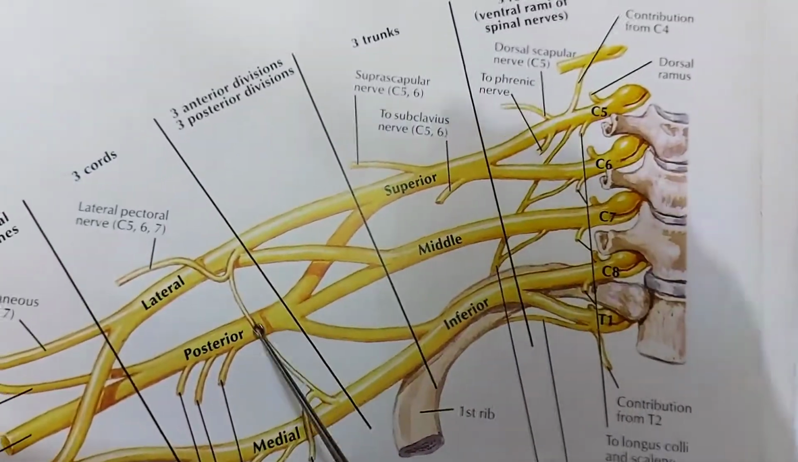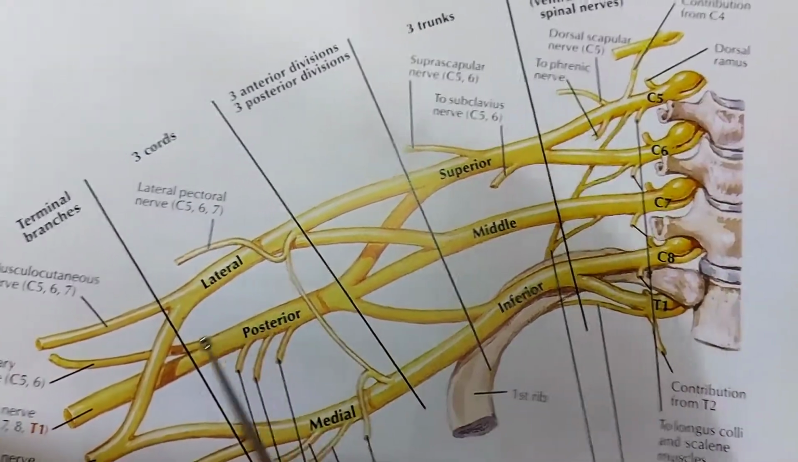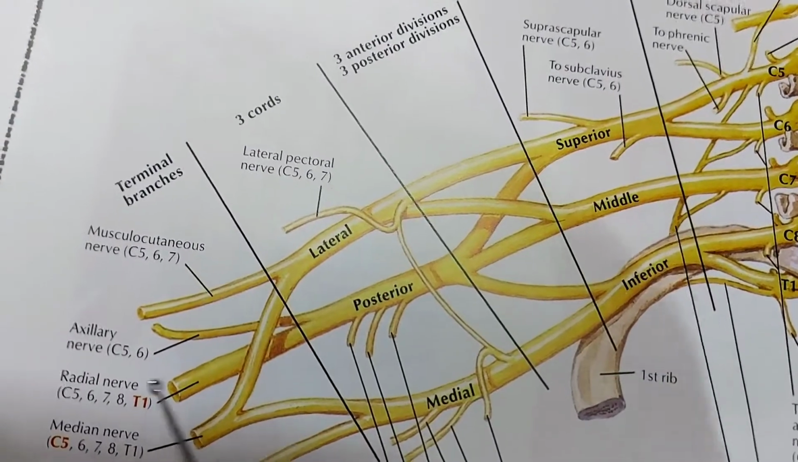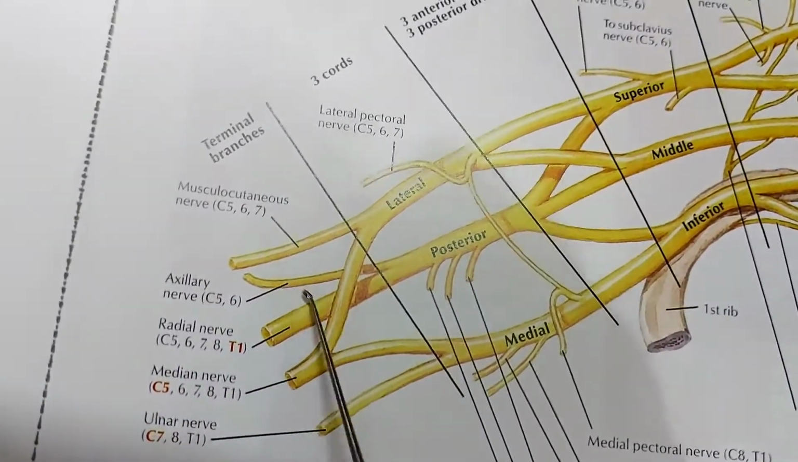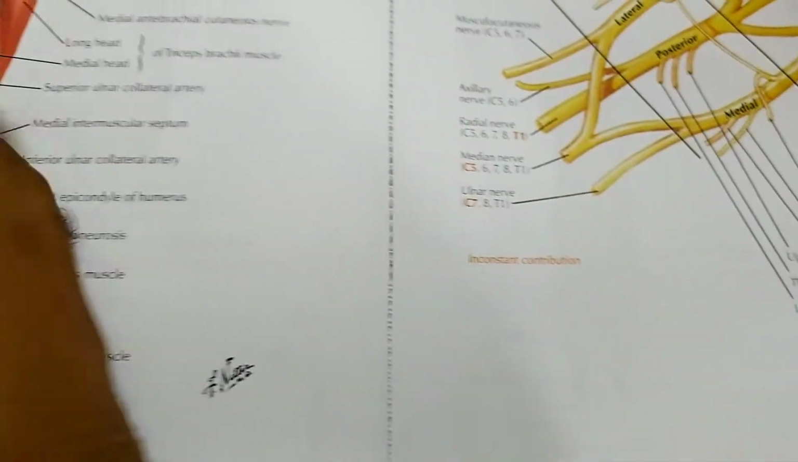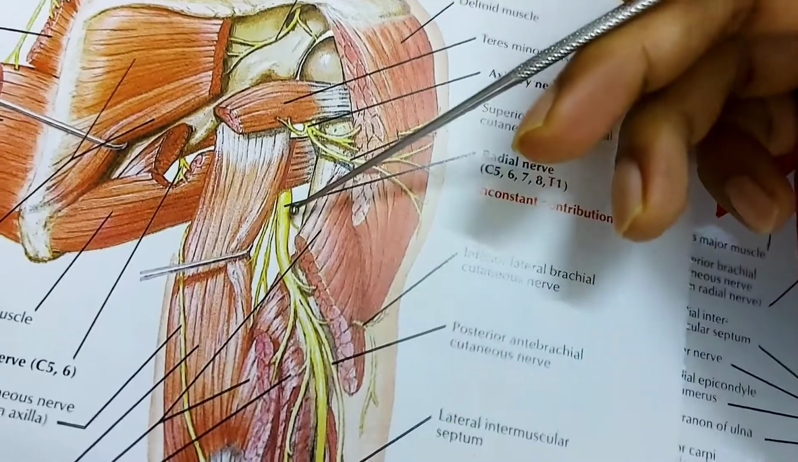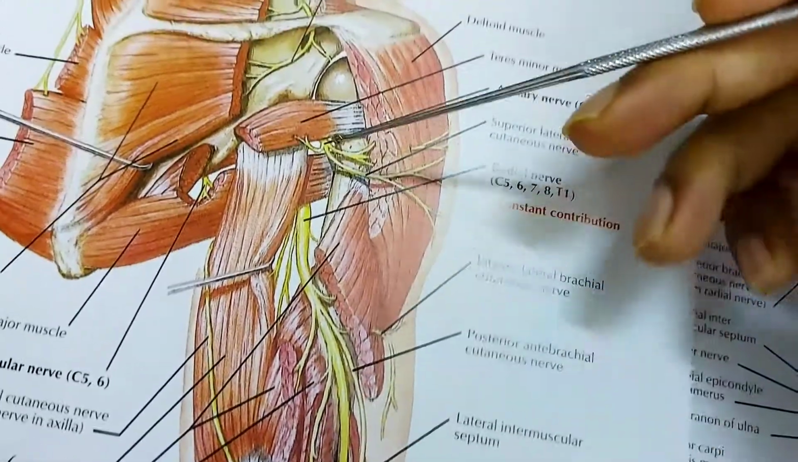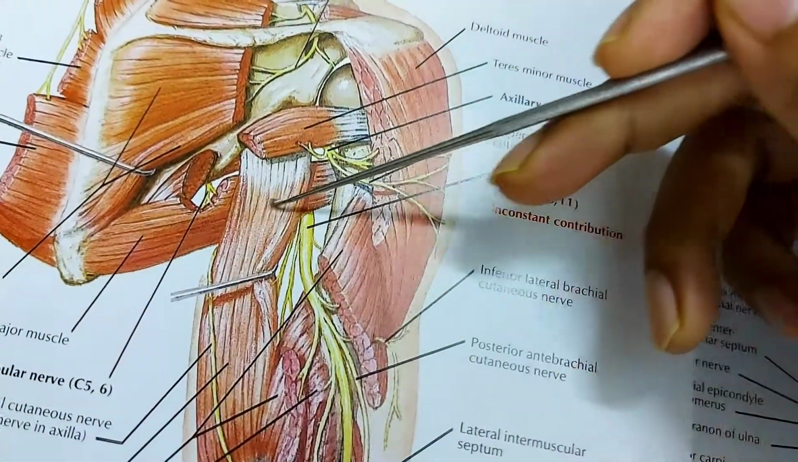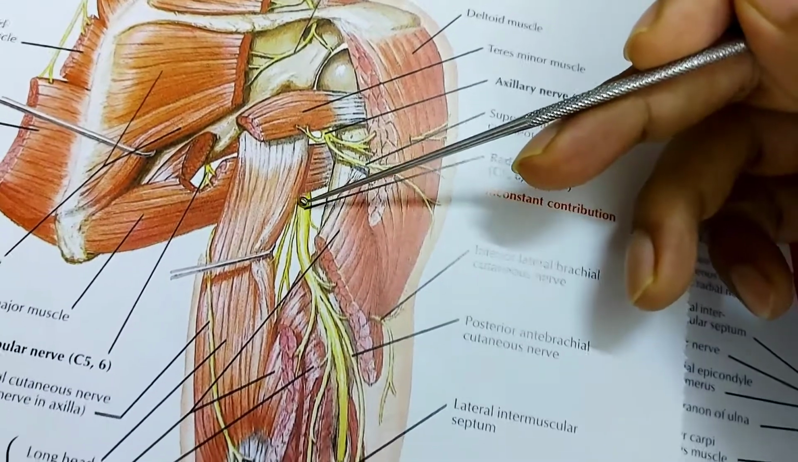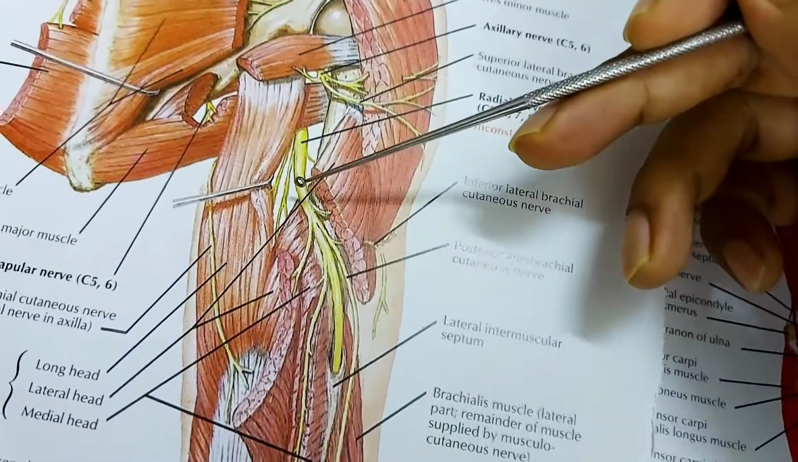This radial nerve is formed in the brachial plexus. Here we see this is the brachial plexus. From the posterior cord of this brachial plexus, the terminal branch is the radial nerve. After forming from this posterior cord, this nerve passes behind to reach the back of the arm, underneath the teres major muscle. Here we see this is the radial nerve.